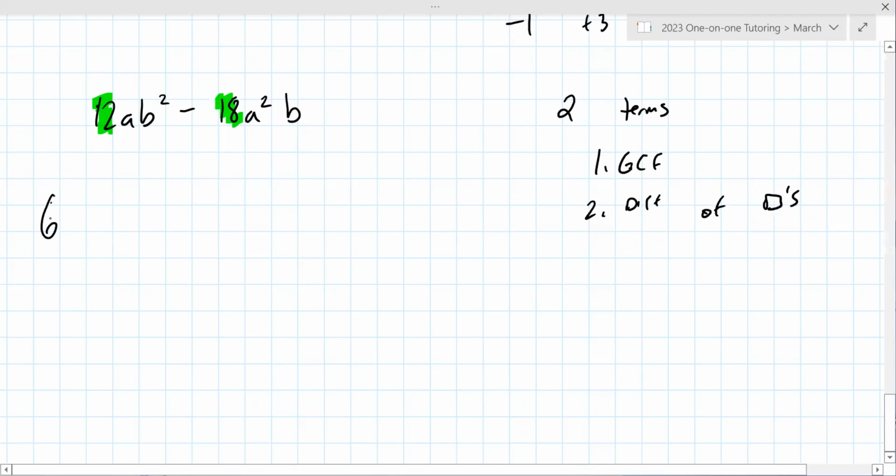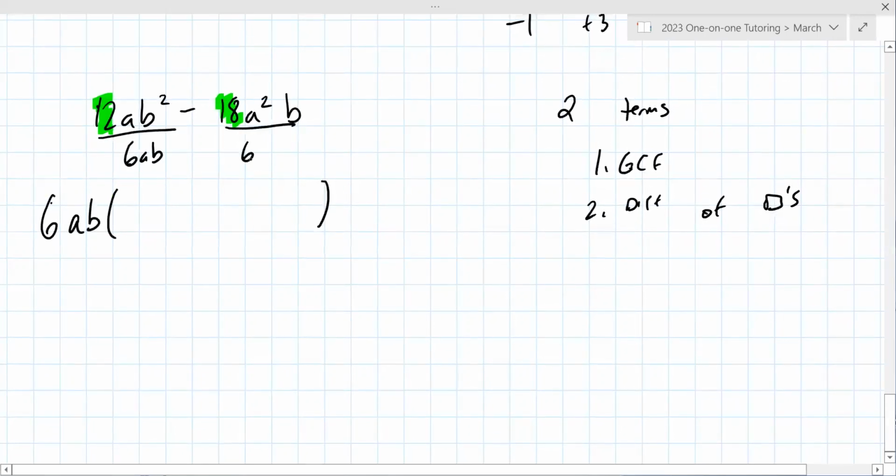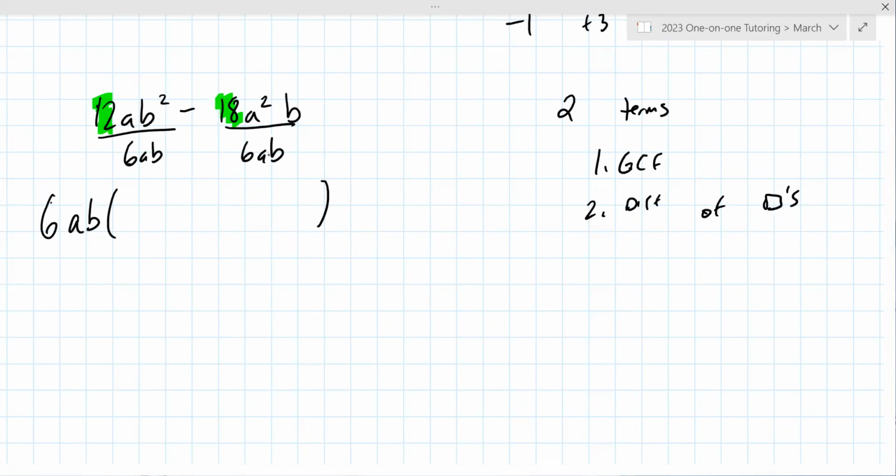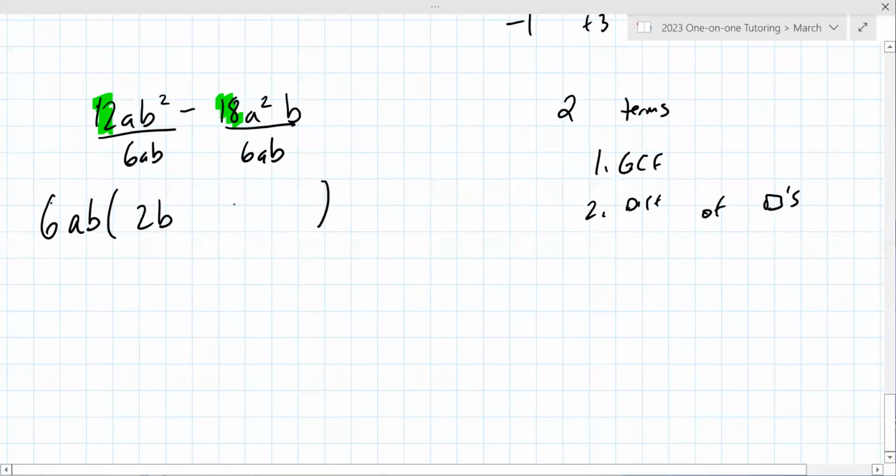6 is good. Now, is there an A in both? Yes. So just A. And is there a B in both? Yes. So it would just be B. Okay, so you're going to divide each of those by 6AB. Go ahead and let me know what you come up with. It would be 2B minus 2A, and that's it.